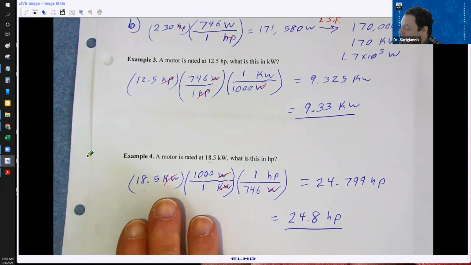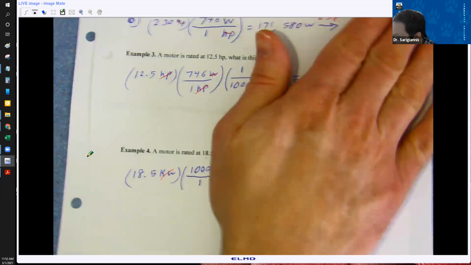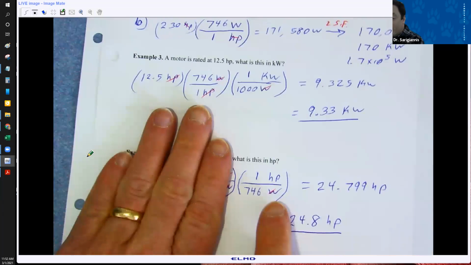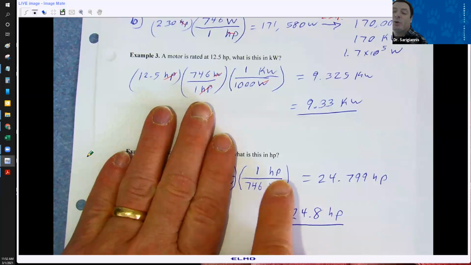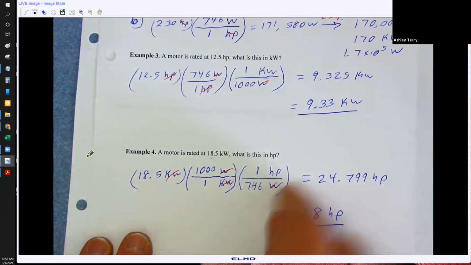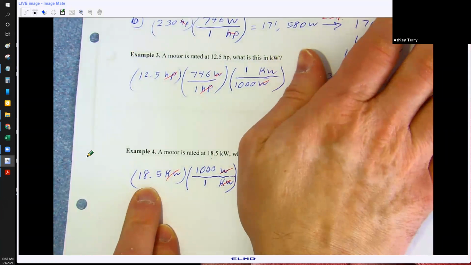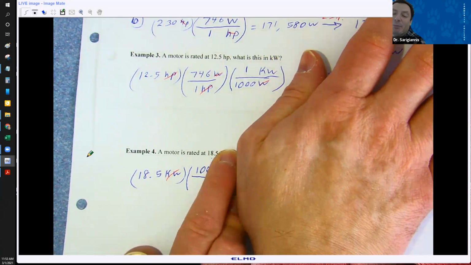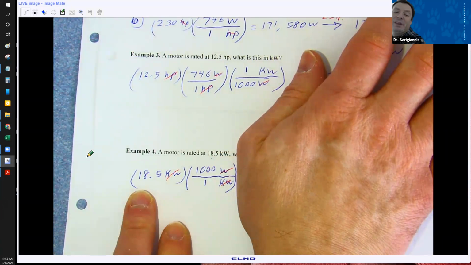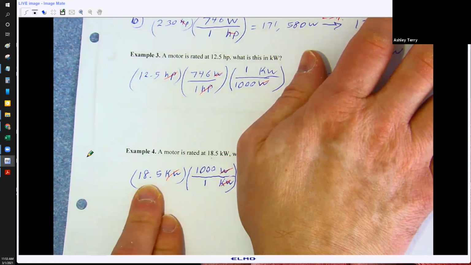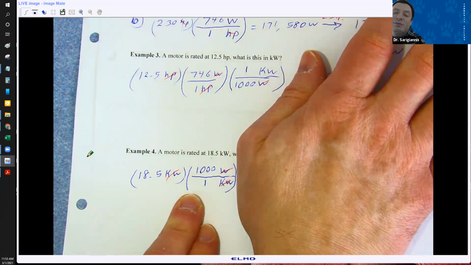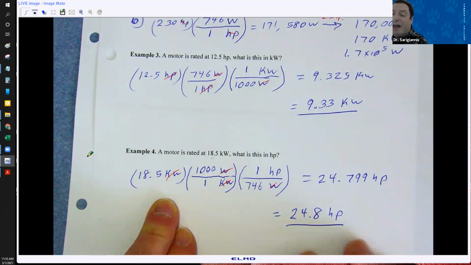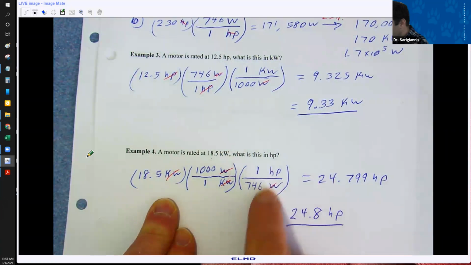Think about this as just two conversions all in one shot, right? The first thing I'm doing is, my conversion factor is, I know the relationship between horsepower and watts, right? So the first thing I want to do is get the 18.5 kilowatts in terms of watts. Now you can do this in your head, right? If you remember the prefix kilo is 1,000. So that's all we're doing here. 18.5 kilowatts is 18,500 watts, okay? And then I multiply that value in watts by the conversion factor to get horsepower.